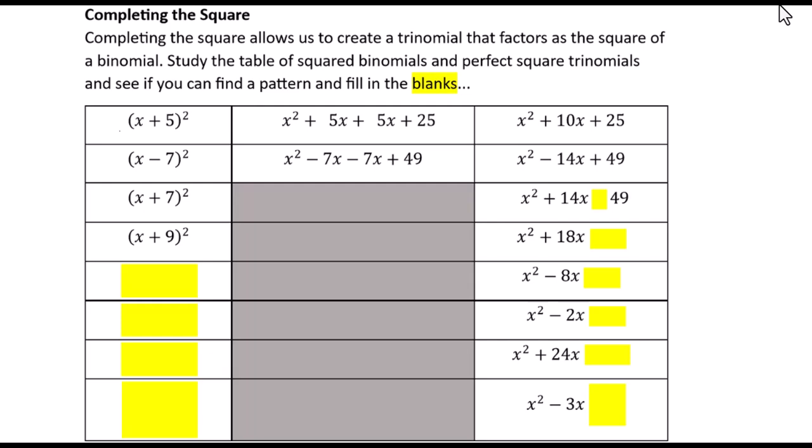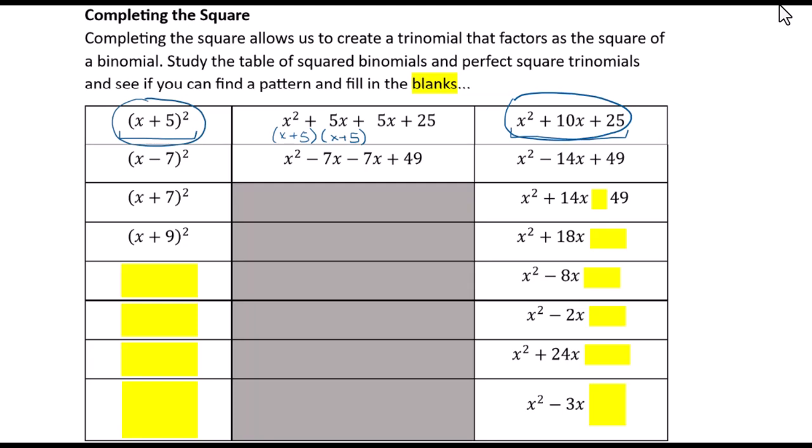Here I have (x plus 5) quantity squared. If I multiply x plus 5 times x plus 5, I'll have x squared plus 5x plus another 5x plus 25. Combining the like terms, I get x squared plus 10x plus 25. So here is the square of the binomial, and this is its product, the perfect square trinomial.